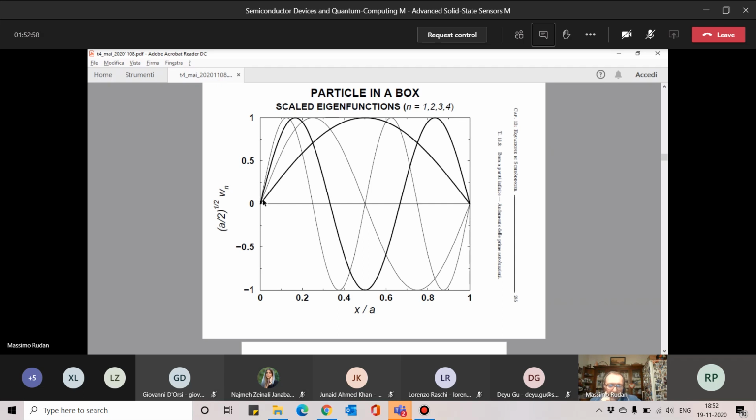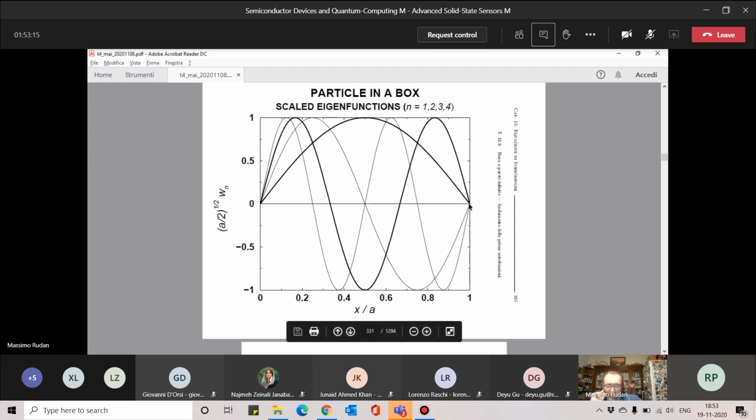You need the thick one, this one. 1 zero here, another zero here, and 2 zeros at the boundary, and finally this one is with n equal to 3.